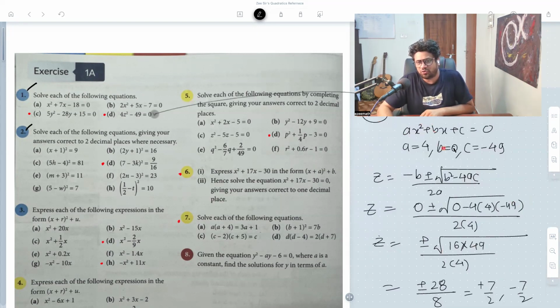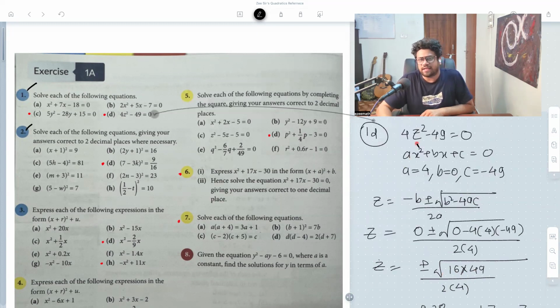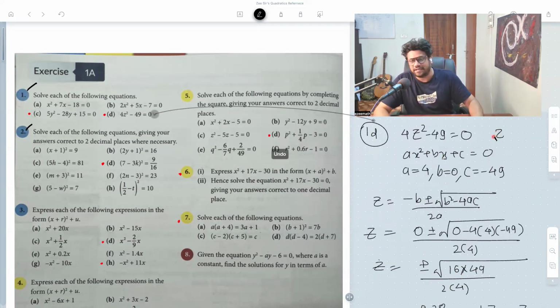Remember, the b value is 0. There is no z term in here. It's either a z square or there is no z at all. There's no z with no powers on it, just a z. Okay. That's the quadratic formula way of doing this question.